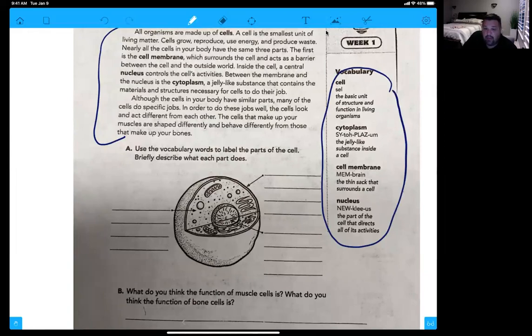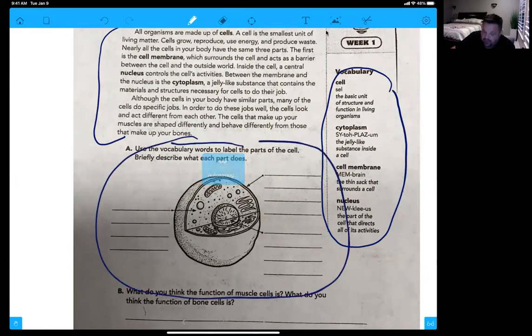So it says, use the vocabulary words to label the parts of the cell. Briefly describe. Now, I know the page is kind of small. You don't really have to describe. It's fine. But over here, it says cell is the basic structure of a living organism. Well, this whole picture is the cell, right? This is the cell. The next one says cytoplasm is the jelly-like substance inside a cell. Well, only one of these arrows is pointing to something inside the cell that looks like it would be jelly holding things together. And that is this area over here. So this would be the cytoplasm.